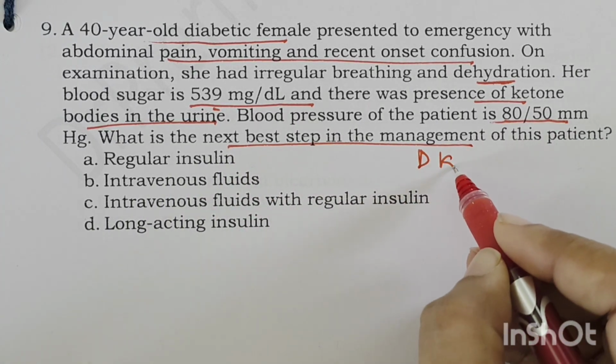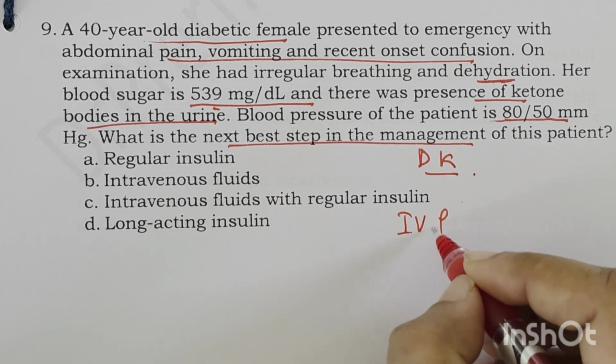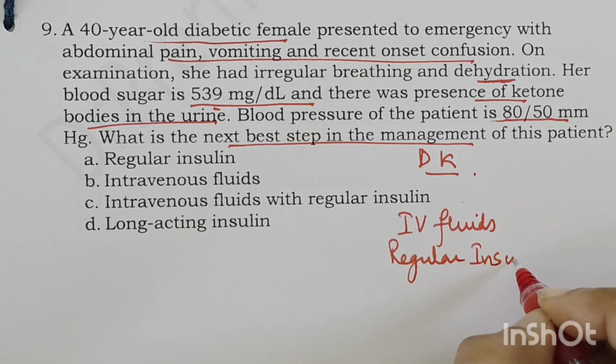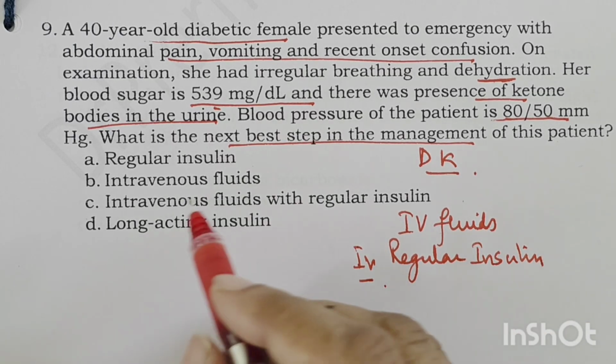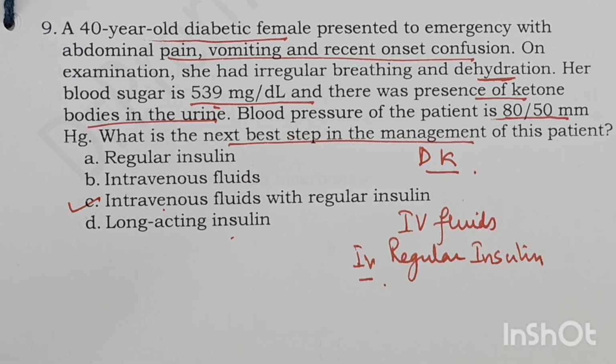So this is a case of diabetic ketoacidosis. In diabetic ketoacidosis, first of all we start with IV fluids, and then we start regular insulin. Regular insulin is the only insulin which can be given by the IV route. So here we have to start IV fluid with regular insulin. This is the correct answer.